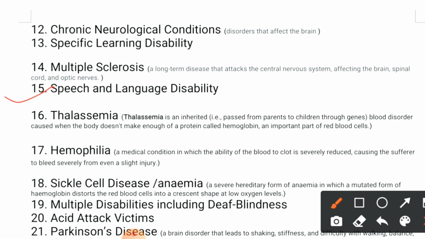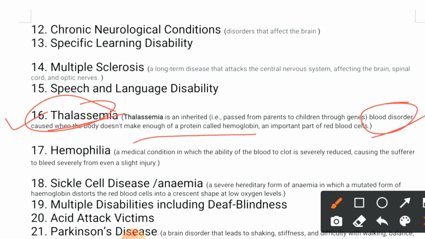Next we have thalassemia. Now, what is thalassemia? It is inherited, which means it is passed from one generation to another. It is a kind of blood disorder caused when the body does not make enough of the protein called hemoglobin, which is an important part of the red blood cell, RBC. So thalassemia is that kind of disorder.